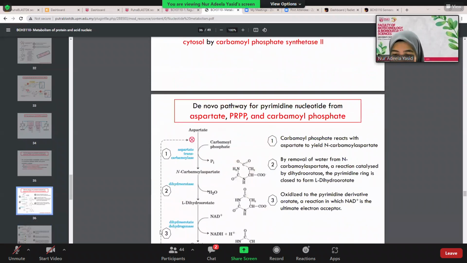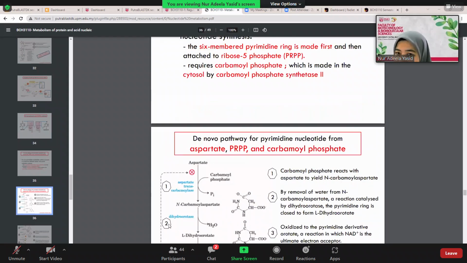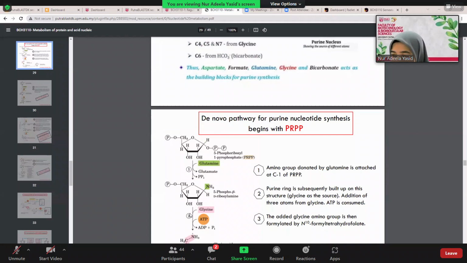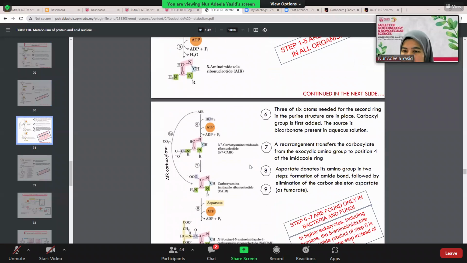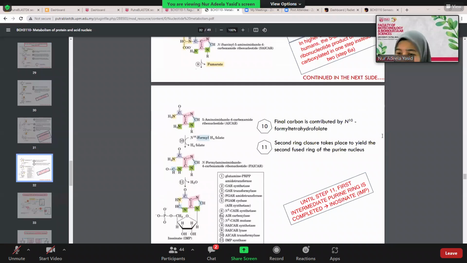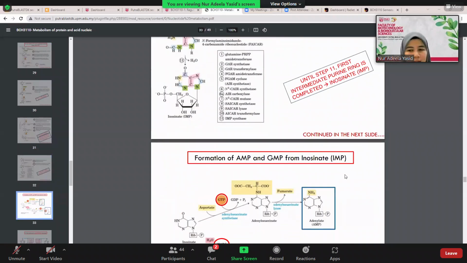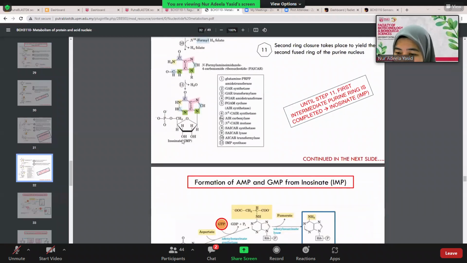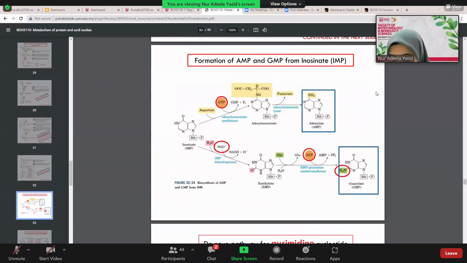Ataupun dekat sini. Biasa, okay, contoh kalau dekat sini kan. Maybe saya boleh pick. Biasanya the first reaction is very important. Along the way, mana-mana yang melibatkan ATP is important. Dekat ring closure pun important. Then you should identify the key metabolite that is being produced. Sebab daripada IMP dia akan produce AMP and GMP. So obviously this reaction is very important sebab kita bercakap tentang purine biosynthesis.